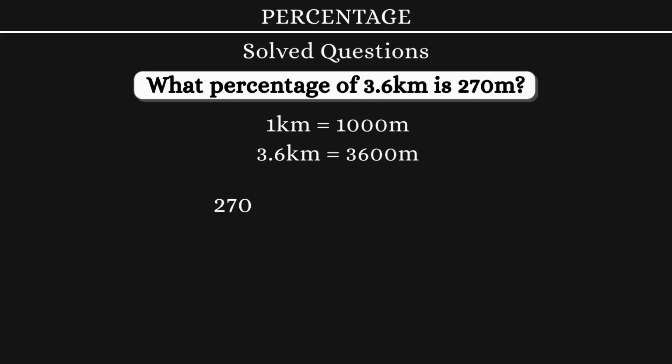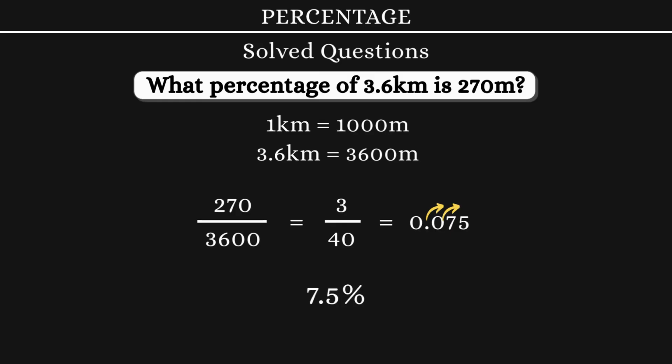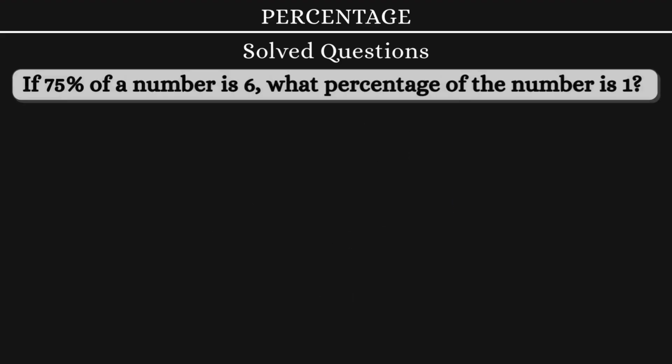Now 270 by 3600 will be 3 by 40 or 0.075. To convert this decimal to a percentage, we just have to move the decimal point 2 places to the right, and that will give us 7.5%. Next, if 75% of a number is 6, then what percentage of the number is 1?